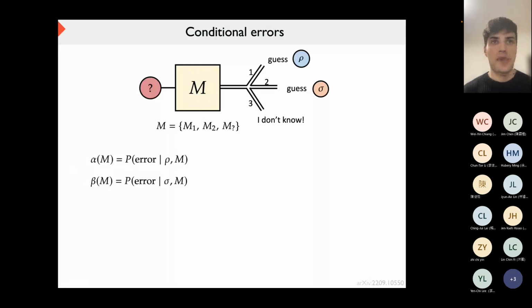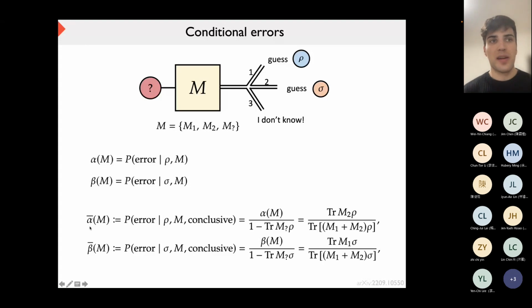And so following this idea, we extend this definition to this setting of extended hypothesis testing, but we want to avoid this third measurement outcome, because this doesn't tell us anything. We can only make a guess if we get M1 or M2. So we want to avoid this inconclusive outcome. So we define the conditional type 1 error and the conditional type 2 error as the probability of error given that the state is rho or sigma here, and the measurement is m, and the measurement is conclusive. So we disregard this third measurement outcome.